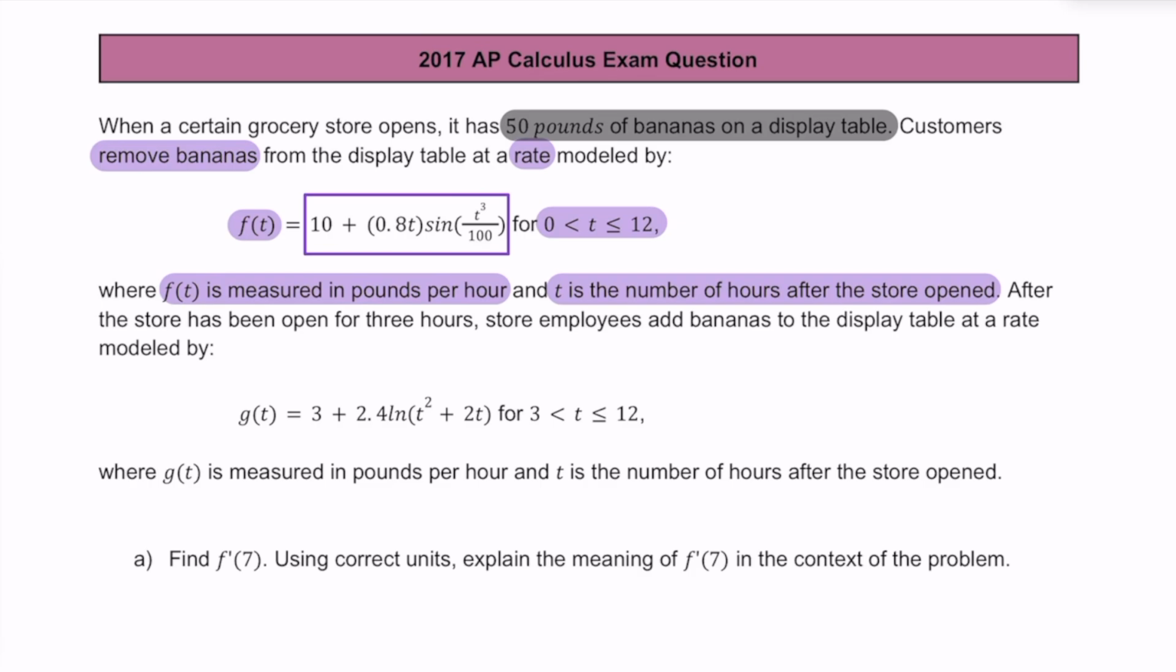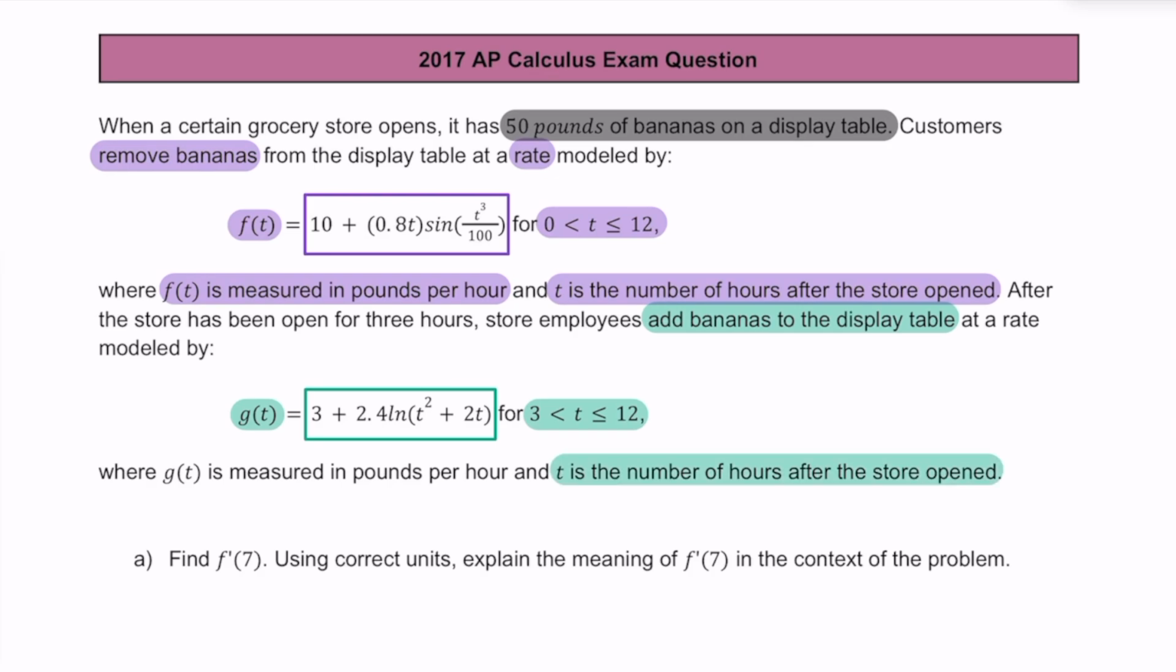After the store has been open for 3 hours, store employees are going to be adding bananas to this display table at a rate modeled by this function here, g of t. So maybe they're running out of bananas and they just got to restock a little bit. This model represents how quickly bananas are being added onto this display table by the employees. And our domain restriction here is from 3 to 12, so the employees only start putting additional bananas onto the display table when time is equal to 3, or 3 hours in, and they're going to do this up until 12 hours. Similar to the function f of t, t still represents the number of hours since the store was opened, and g of t is still measured in pounds per hour.